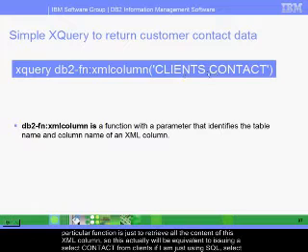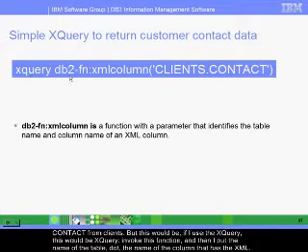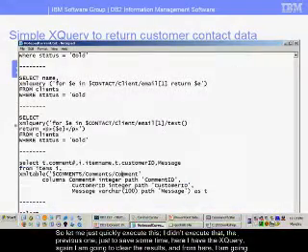This particular function is just to retrieve all the content of this XML column. So this will be equivalent to issuing a select contact from clients if I am just using SQL. But if I use XQuery, I invoke this function, and then I put the name of the table and the name of the column.